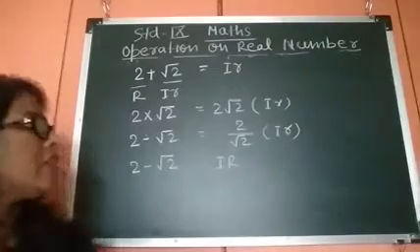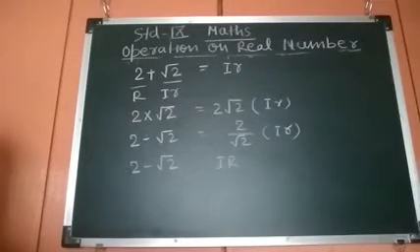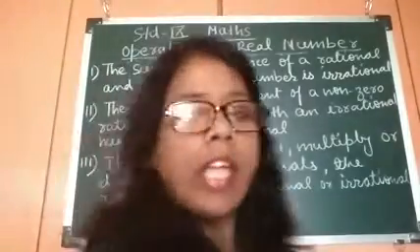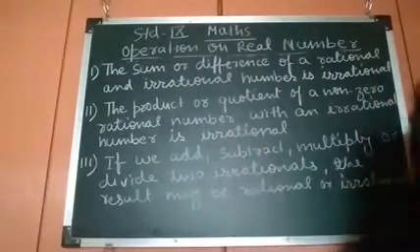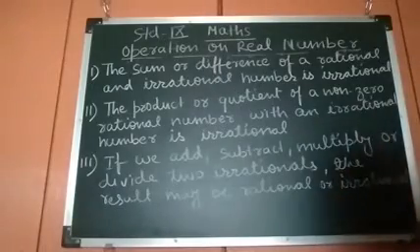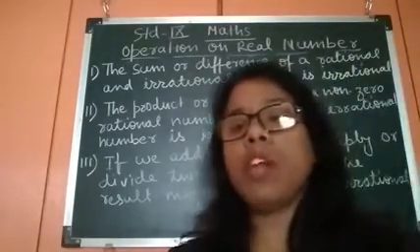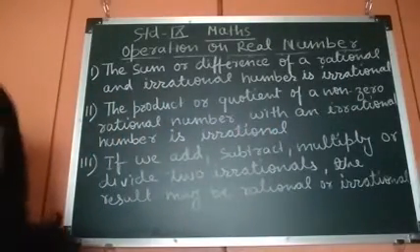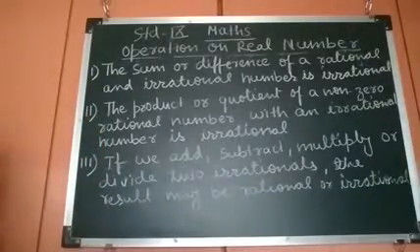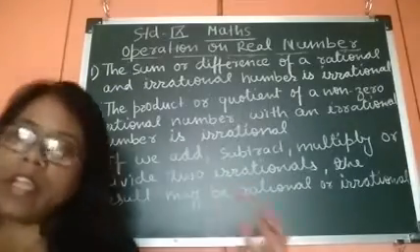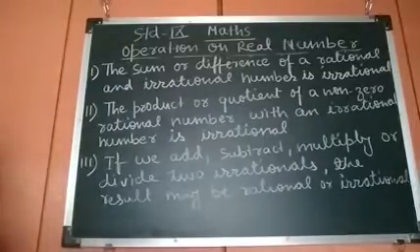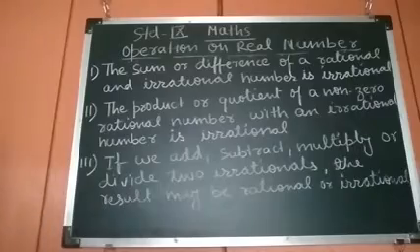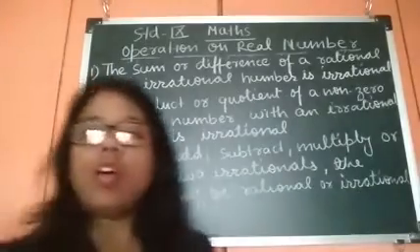On the basis of this, we can notice 3 points. Those 3 points I am going to write. So the 3 points that we have noticed here. First one, the sum or difference of a rational number and an irrational number is always an irrational number. Second one, the product or quotient of a non-zero rational number with an irrational number is irrational. And third one, if we add, subtract, multiply or divide two irrationals, the result may be rational or irrational.